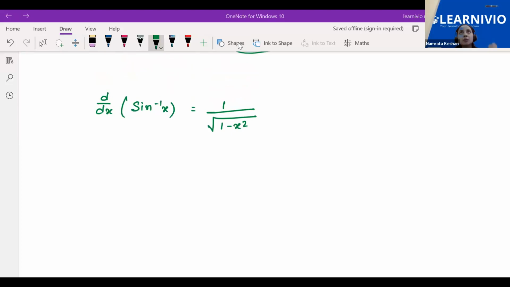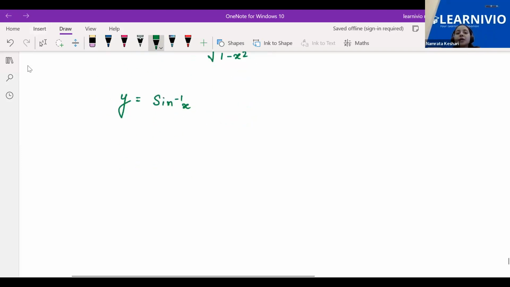Annapurna, with the help of the concept which we have built so far, is it possible to take out 1 by under root 1 minus x square? So let's check it. Suppose we are having y is equals to sine inverse x, and we have to find dy over dx. So we will see whether on one side dy dx, on the other side we are going to get 1 by under root 1 minus x square.